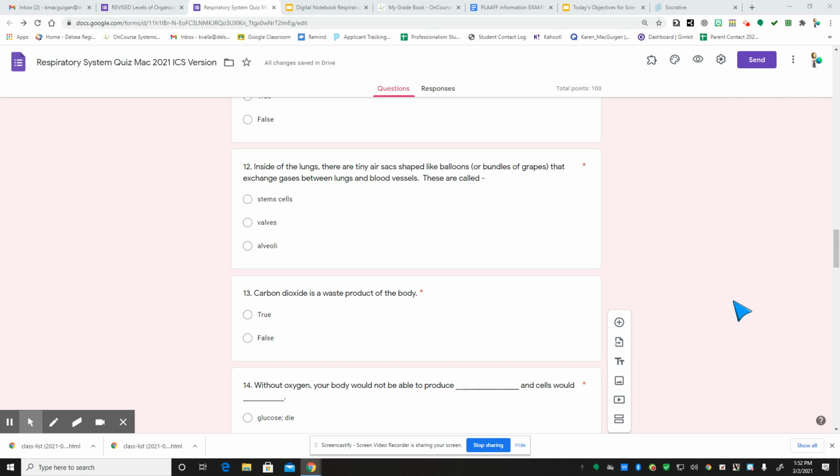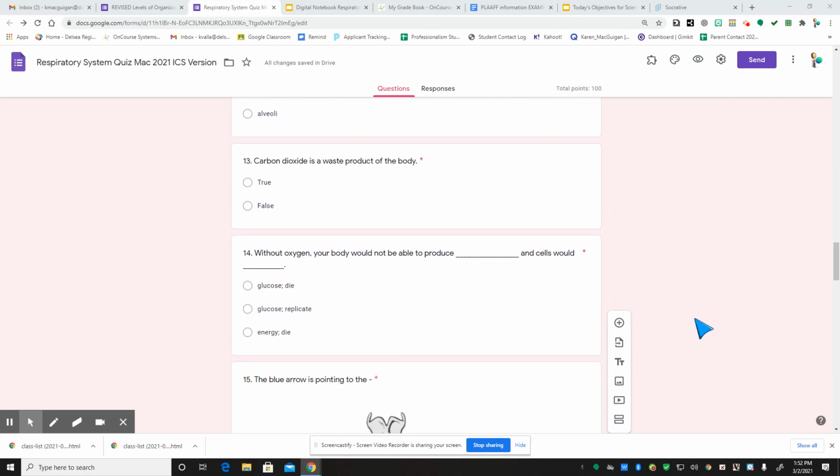Number 12. Inside of the lungs, there are tiny air sacs shaped like balloons or a bundle of grapes that exchange gases between the lungs and blood vessels. These are called what? Stem cells, valves, alveoli. Number 13. Carbon dioxide is a waste product of the body. True or false?